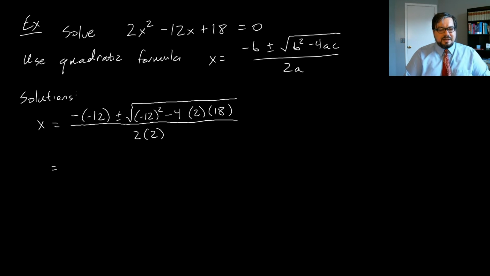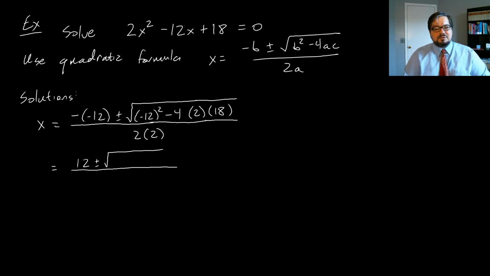So we'll simplify this down and get 12 plus or minus the square root of, now -12 squared is -12 times -12, that's 144, minus, and now 4 times 2 is 8, and 8 times 18 works out to be also 144, and then the denominator is 4.